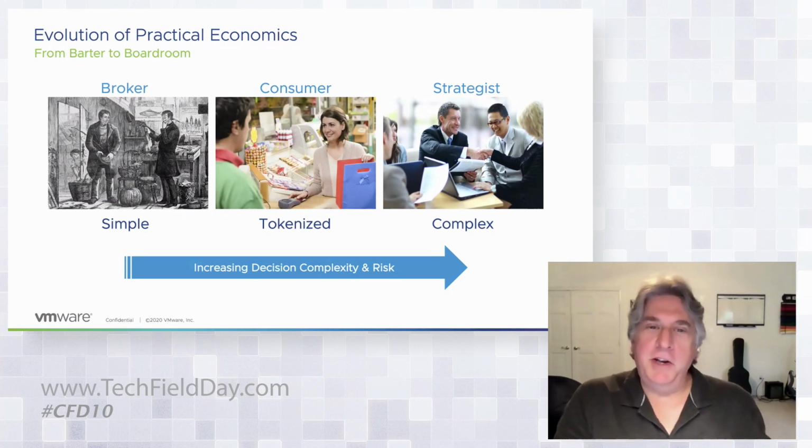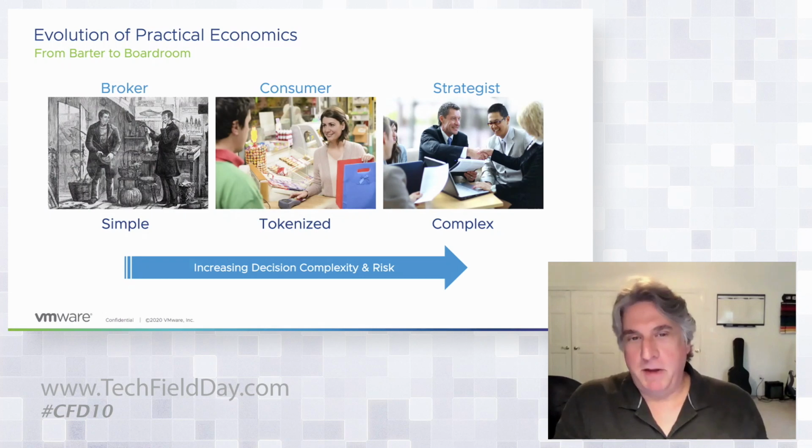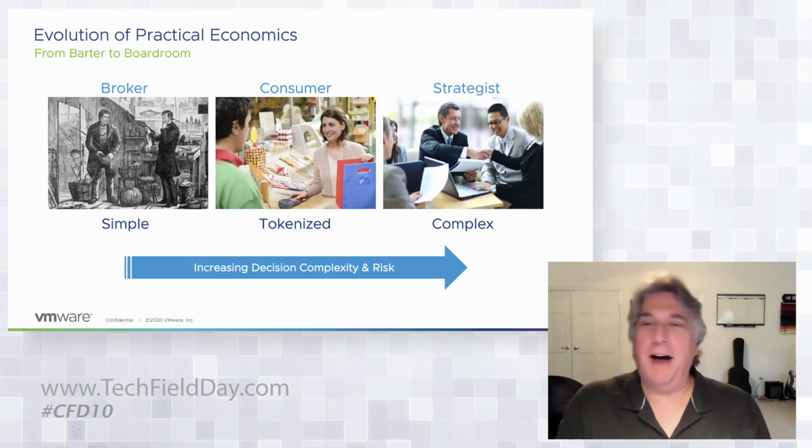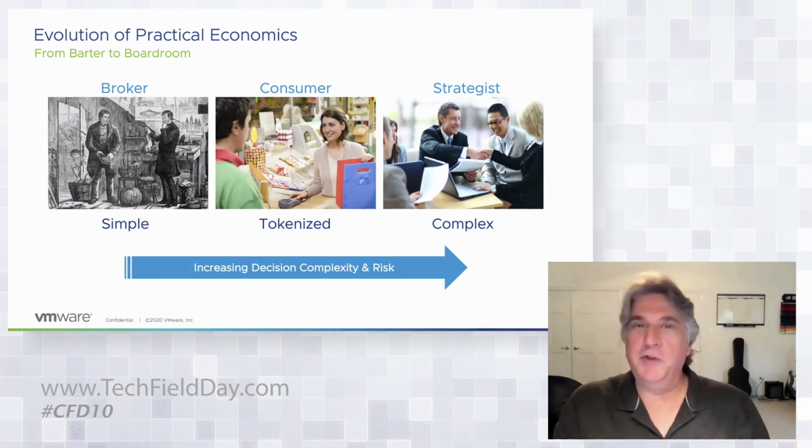The idea, though, is that in each of these stages of evolution, the complexity of decisions and the risk involved with the decisions has gotten higher as we go. And I look at it kind of moving forward to today where we're dealing with a lot of complex negotiations, really functioning more from a strategist standpoint and dealing with, again, complex decisions, complex negotiations.